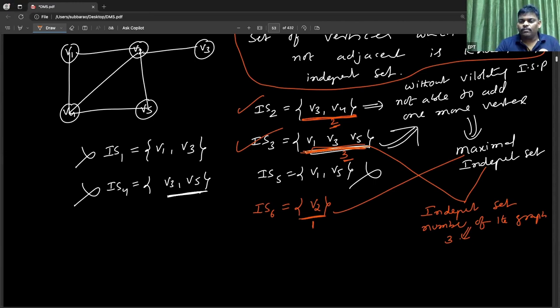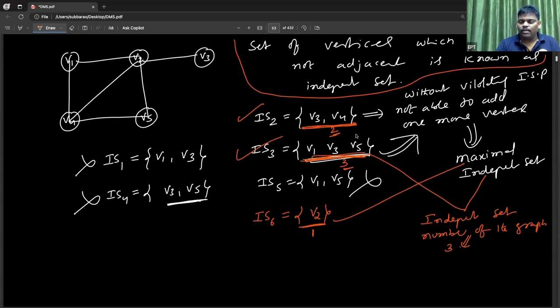Fine. Can we move next? Sir, for a complete graph, is the number always one? For a complete graph, only one vertex you can take, because everyone is adjacent. You cannot take one more person. So whatever you are saying, you are correct. You got clarity. Can we move next?